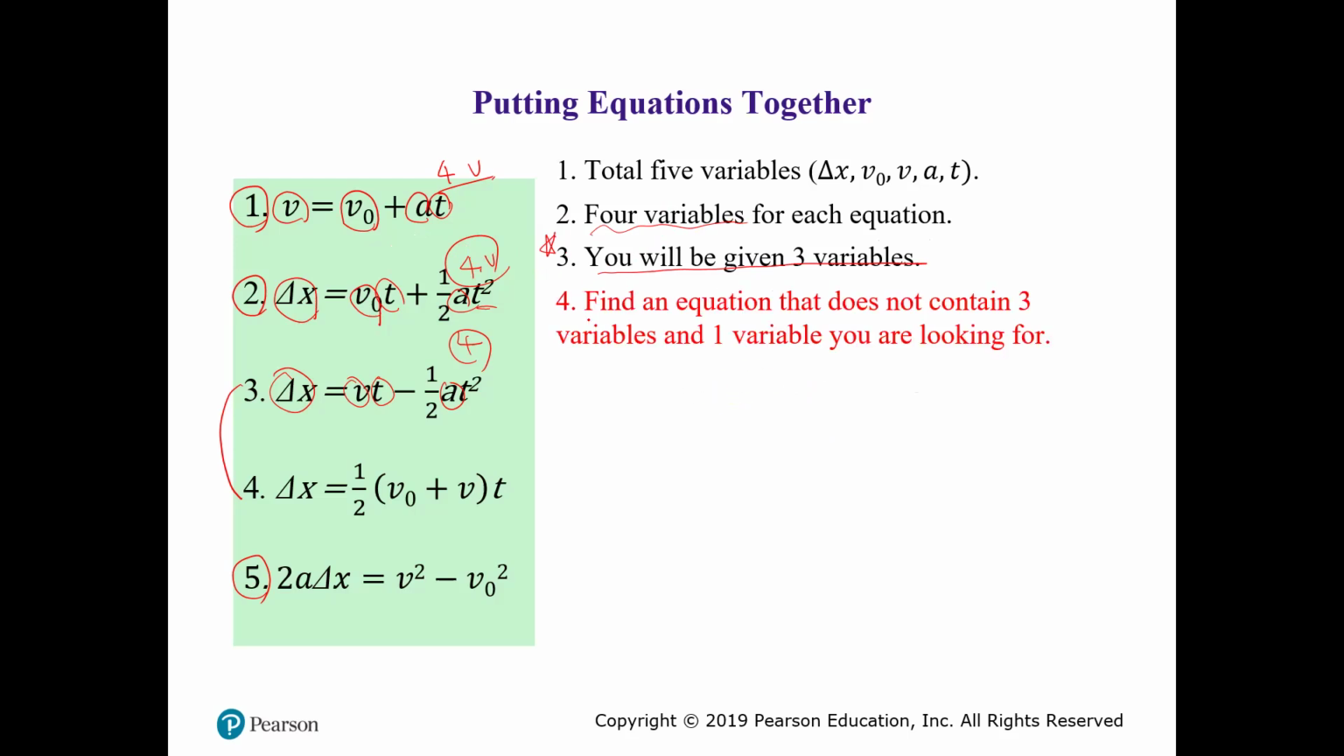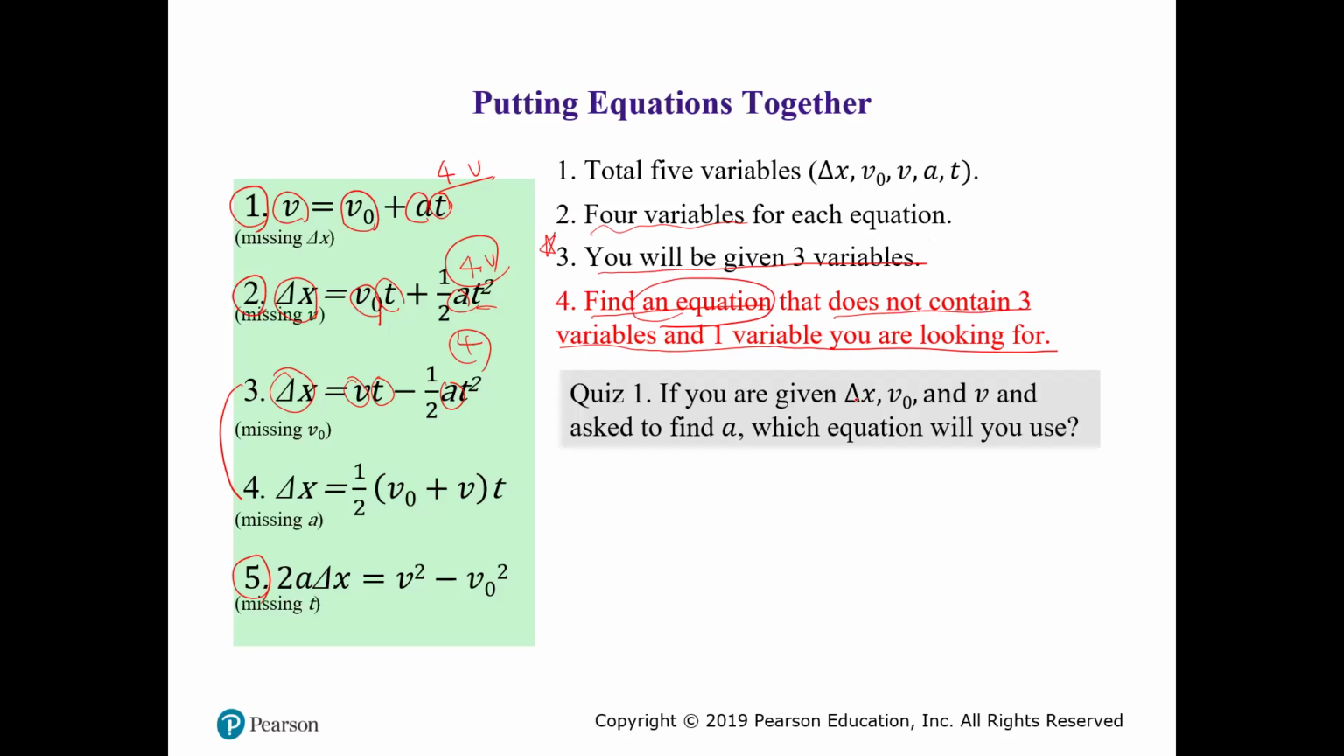So find an equation that does not contain the three variables and one variable you are looking for. So that means, again, each equation consists of four variables, right? So then you have to find one equation that consists of three known values and then one unknown that you are looking for, right? So then you can always find out these unknowns, right?